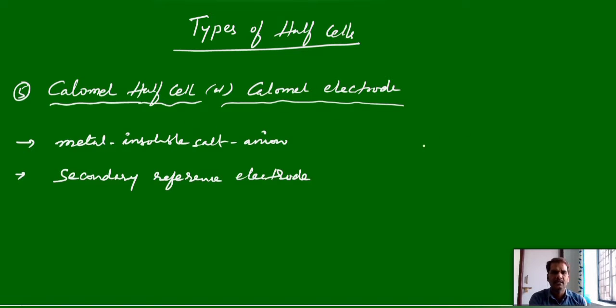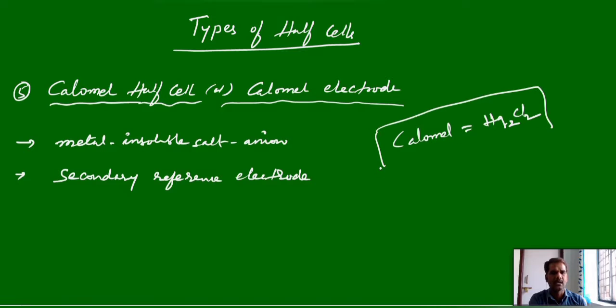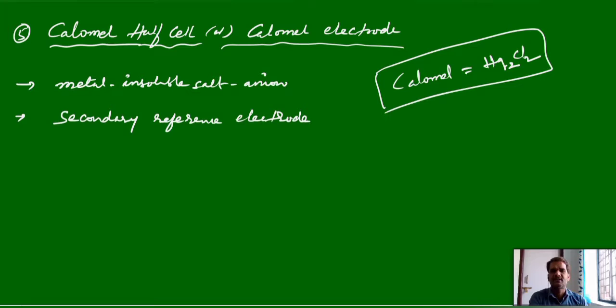And here, you should remember, mercurous chloride is called calomel. Calomel means mercurous chloride, Hg2Cl2. This is called calomel. And now the overall construction of the calomel cell is like this.